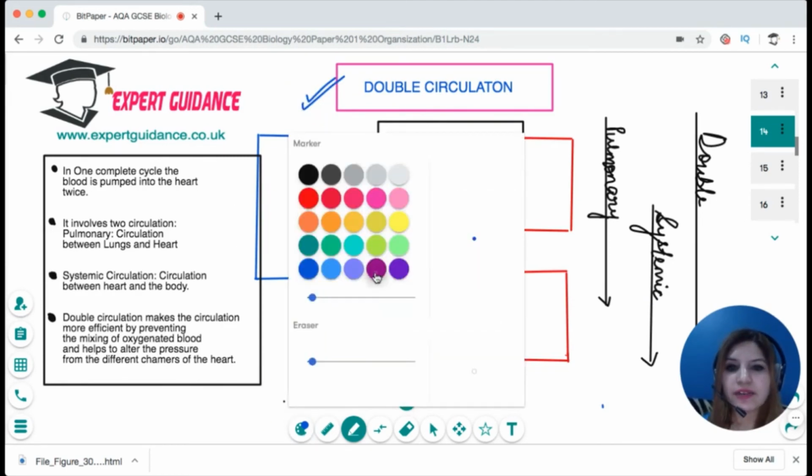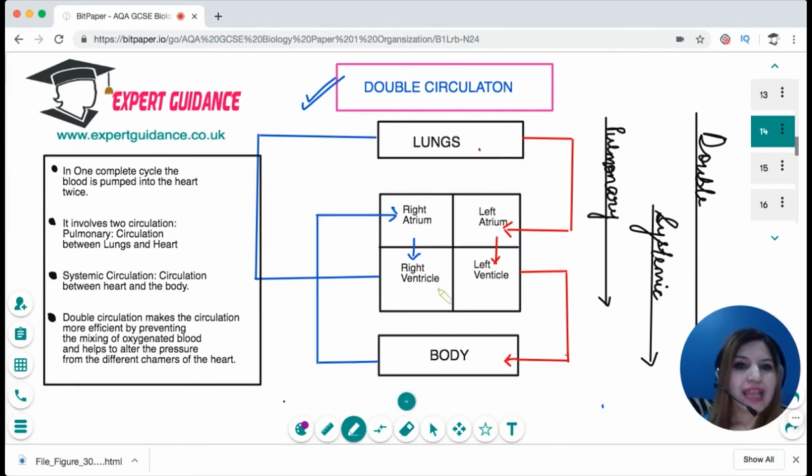Now, in our circulation, we have lungs, and the heart has 4 chambers. The top chambers are the atriums, and the bottom chambers are the ventricles. So this is the left atrium, left ventricle, right atrium, right ventricle, and the body. Now, how does the circulation start?